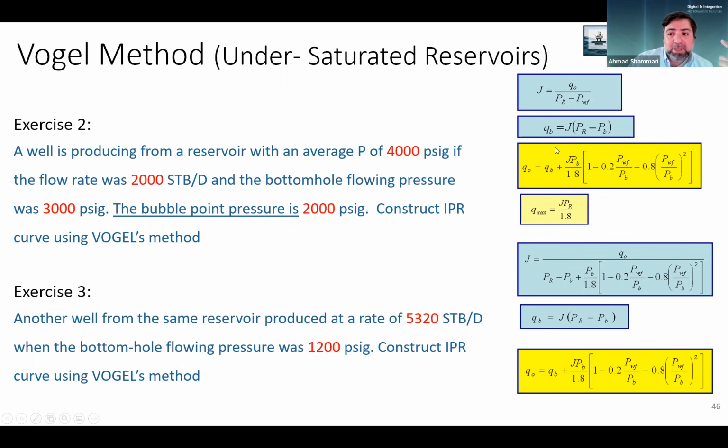And now that's it. I have QB, which is 4,000, and I have J, which is 2. And then I have my IPR curve. So I go and construct my IPR curve. I have to assume multiple PWF values, starting from P reservoir until 0. And then simply I create a table in Excel, Q versus PWF, and then I can construct my IPR curve. Is that clear?